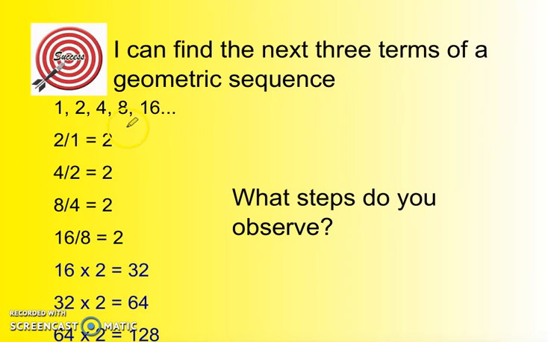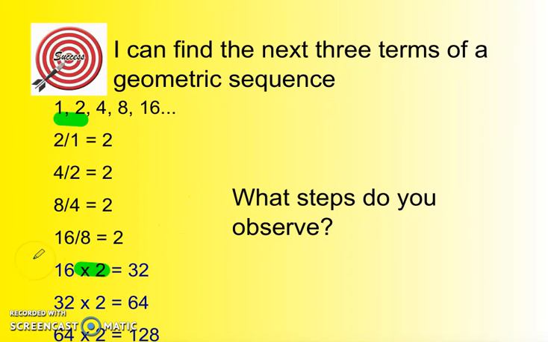I too noticed that, well, the first thing that I see is that a common quotient was found. So if we start off with the 2 and divide it by the 1, we get 2. Then we go 4 divided by 2, we get 2 as well. 8 divided by 4, 2, and 16 divided by 8, 2. Once this common quotient is found, I notice that it is used down here.